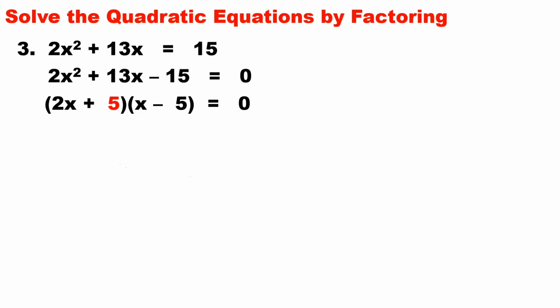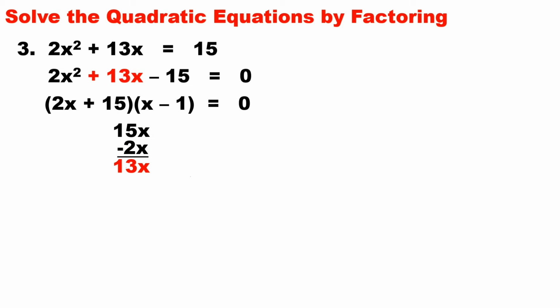3 will become 5 and 5 will become 3. 5 times x is 5x, 2x times negative 3 is negative 6x, 5x minus 6x is negative x. Again, negative x did not match 13x, therefore the factor combinations are still not correct. Let us try also the other factors of 15, which are 15 times 1. 15 times x equals 15x, 2x times negative 1 is negative 2x, 15x minus 2x equals 13x.